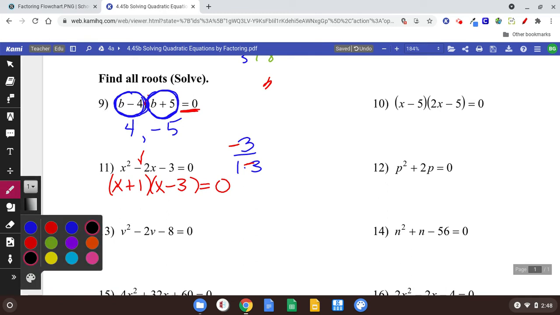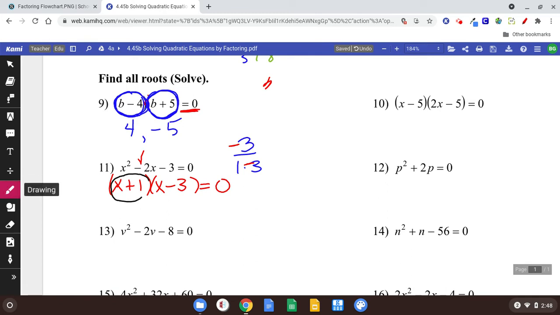So that's where I use my zero product property, and I say, what number makes this factor equal 0? You can usually do it in your head. That's -1. What number makes this factor equal 0? That's +3. Those are my answers.